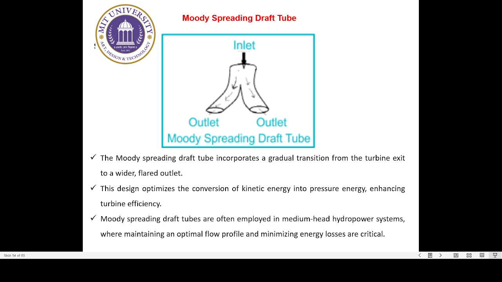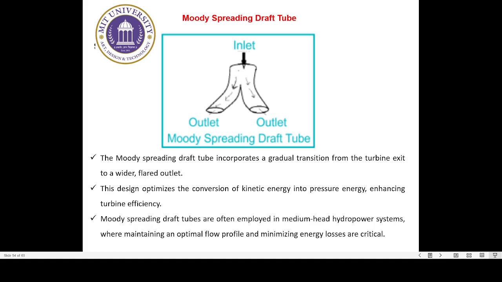This is another configuration that we identify as a Moody spreading draft tube. We can see one inlet and multiple outlets. This Moody spreading draft tube incorporates a gradual transition from the turbine exit to a wider and flared outlet. So we have two outlets and one inlet. Such characteristics in the design help to optimize the conversion of kinetic energy into pressure energy, and this helps us to improve the turbine efficiency.